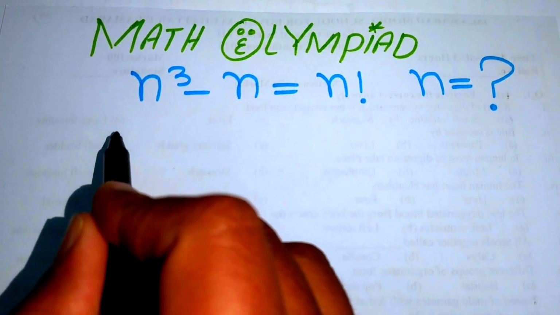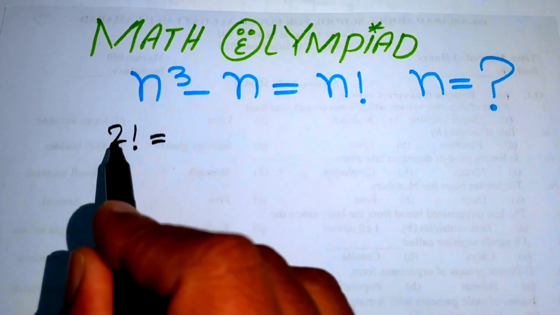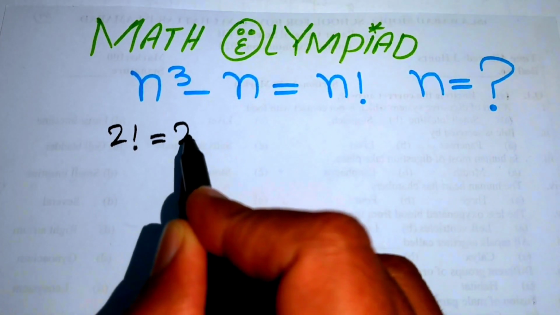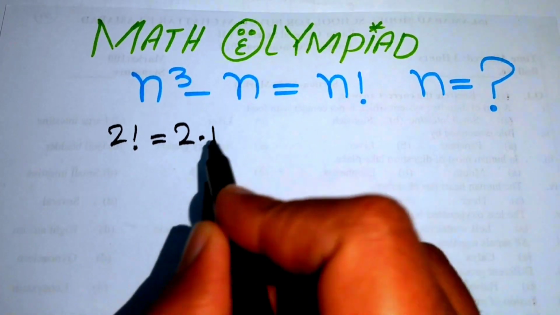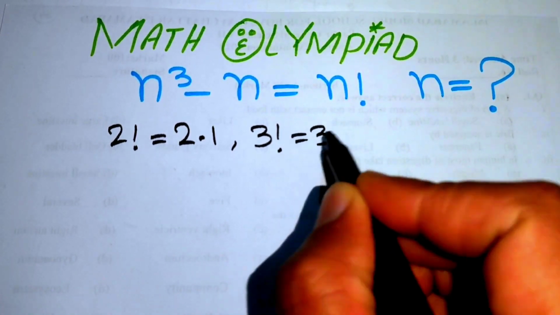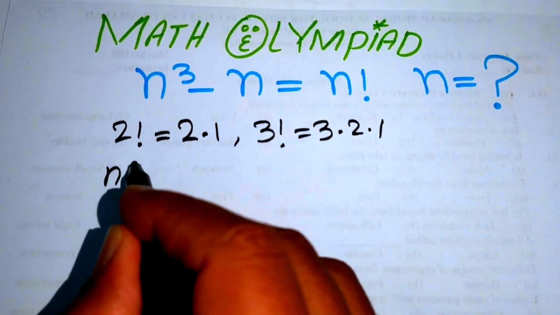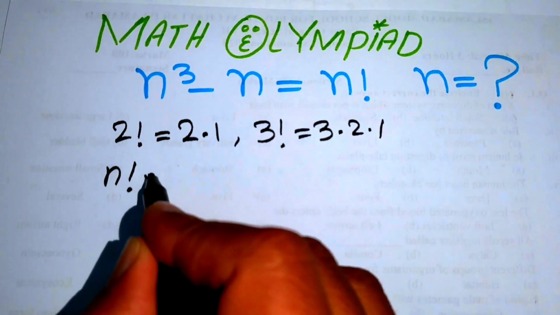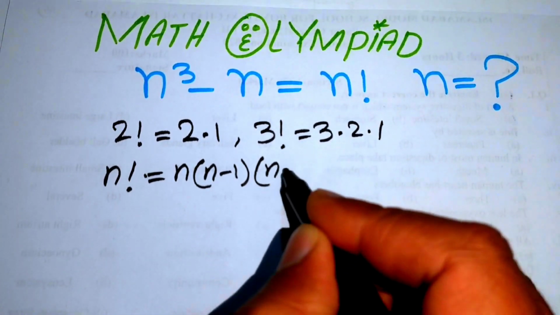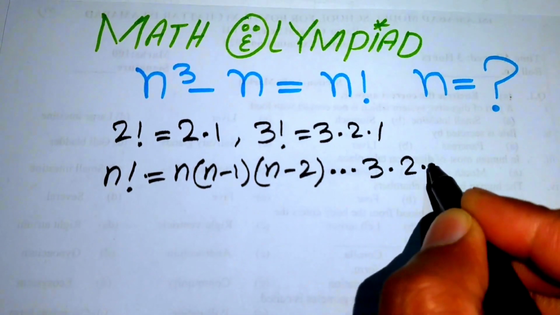If we have 2 factorial, then we just decrease by 1 and multiply all these terms, so we write it as 2 times 1. Similarly, if we have 3 factorial, we write it as 3 multiplied by 2 multiplied by 1. And similarly, if we have n factorial, we write it as n times n minus 1 times n minus 2 and so on, up to 3 multiplied by 2 multiplied by 1.